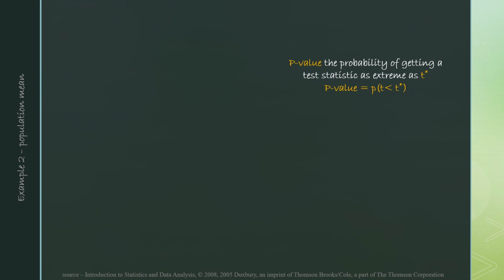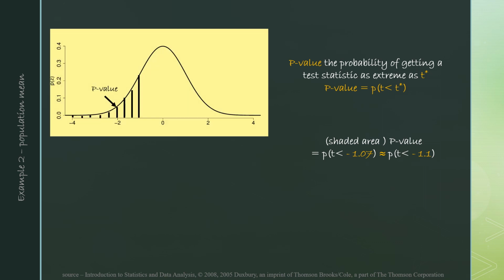P-value, the probability of getting a t-statistic as extreme as t star, in this case equals the probability of t taking a value less than t star. P-value, the shaded area, equals the probability of t taking a value less than minus 1.07, which approximately equals the probability of t taking a value less than minus 1.1.